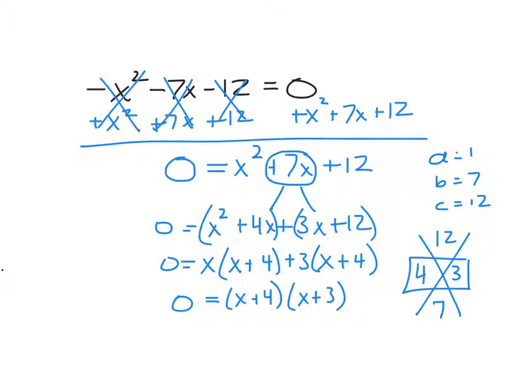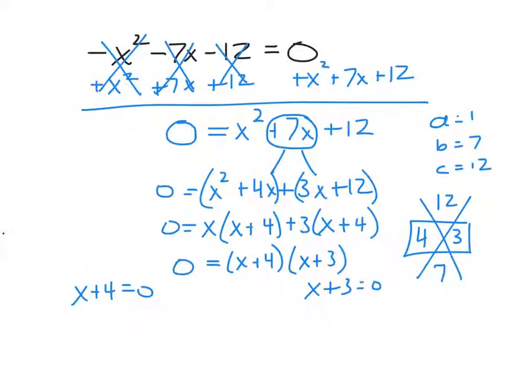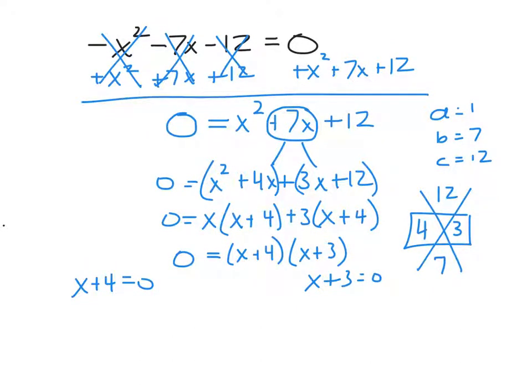And now I can set x plus 4 equal to 0 and x plus 3 equal to 0. Each parentheses there, set it equal to 0. And now I can solve it. Subtract 4. So x is going to equal negative 4. And subtract 3. So x is going to equal negative 3.